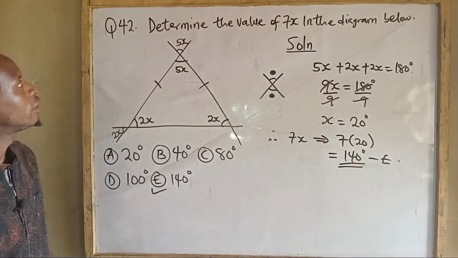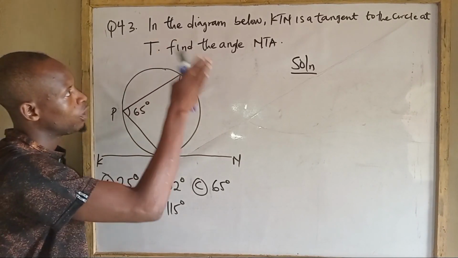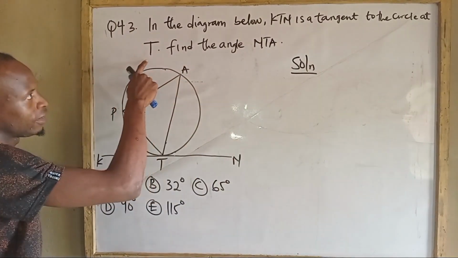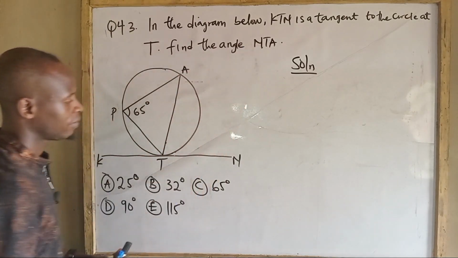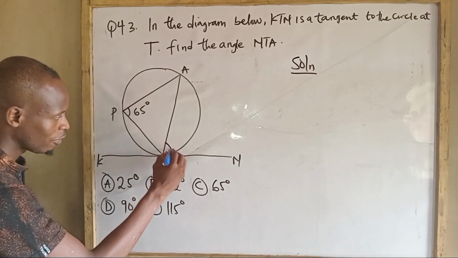Okay, so let's take the next question. 43 says, in the diagram below, KTN is a tangent to the circle at T. Find the angle NTA. So we are looking for the angle over here.